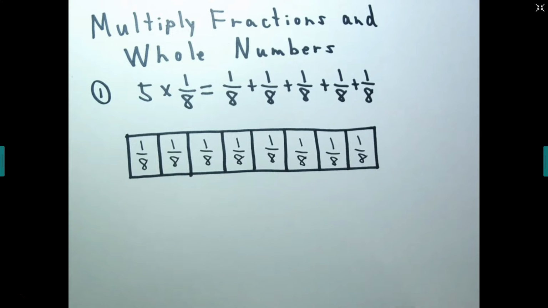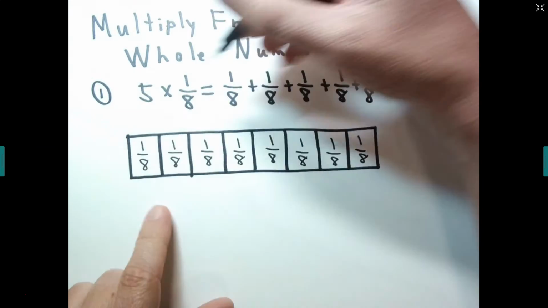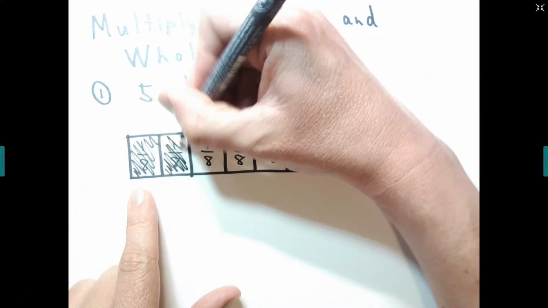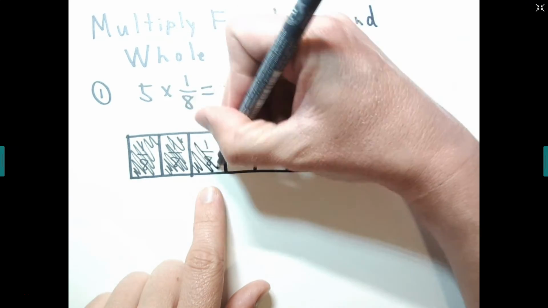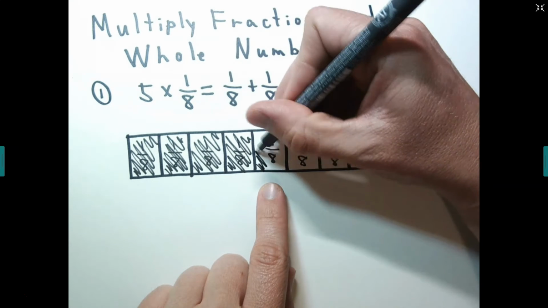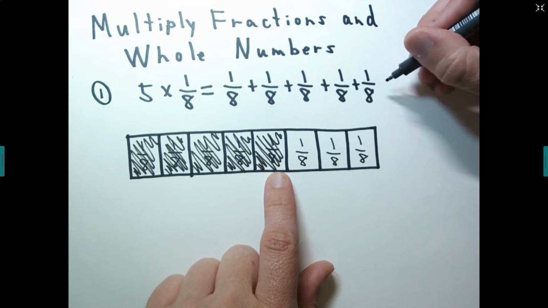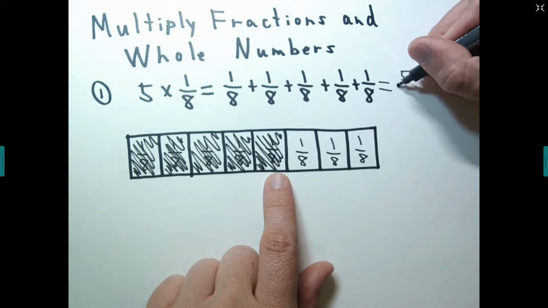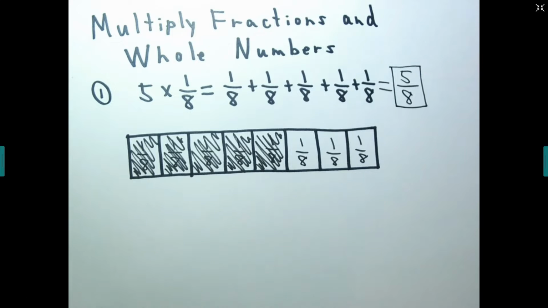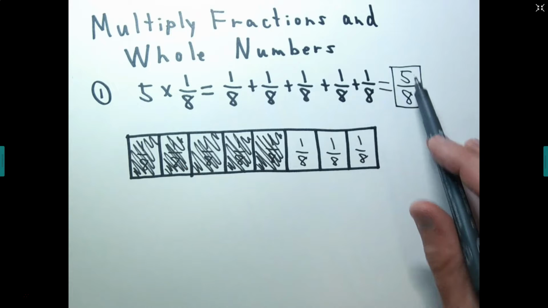Okay. 5 1/8 means 1/8 5 times. So I'm going to shade in 1/8, 1/8, 1/8, 1/8, and 1/8. I have shaded in 1, 2, 3, 4, 5 eighths. So our answer is 5 eighths. 5 1/8 is 5 eighths.